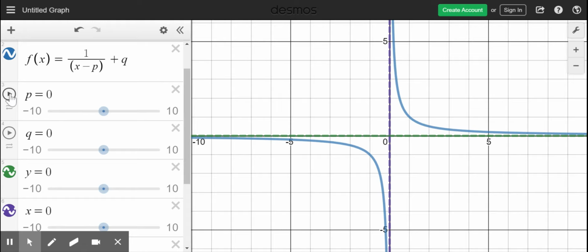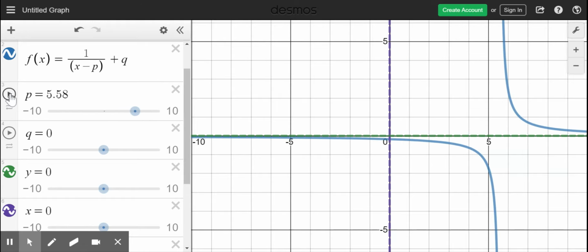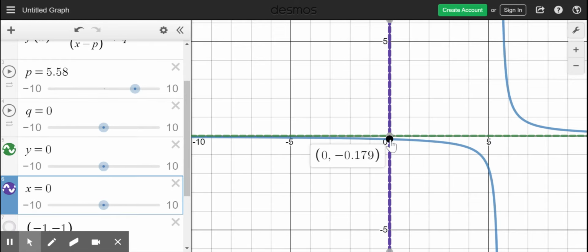So let's just animate this for a second and stop it randomly here. If I translated p 5.58 units to the right, and that's what happened over here, what happened to the vertical asymptote? It's no longer on the y-axis because now there clearly is a y-intercept, which is right about here. Okay, so there's now a y-intercept, whereas before there wasn't.